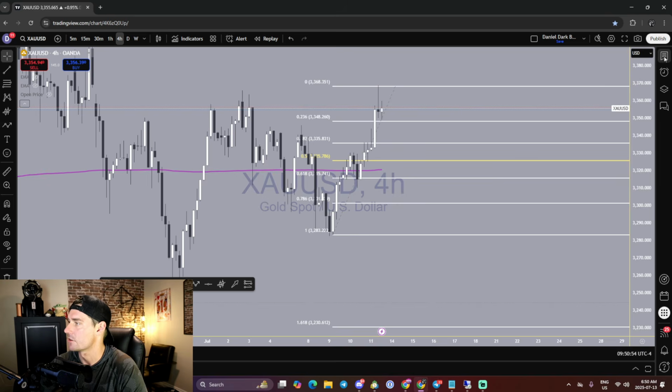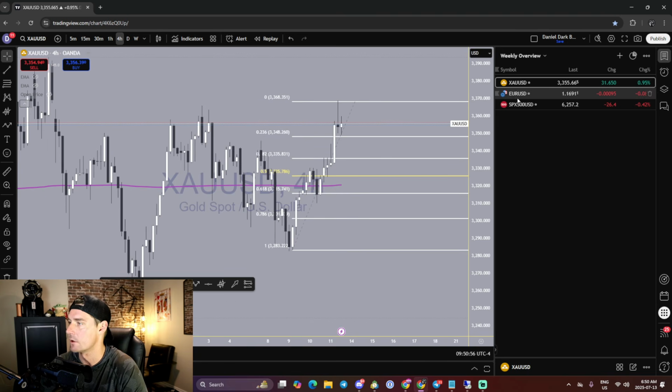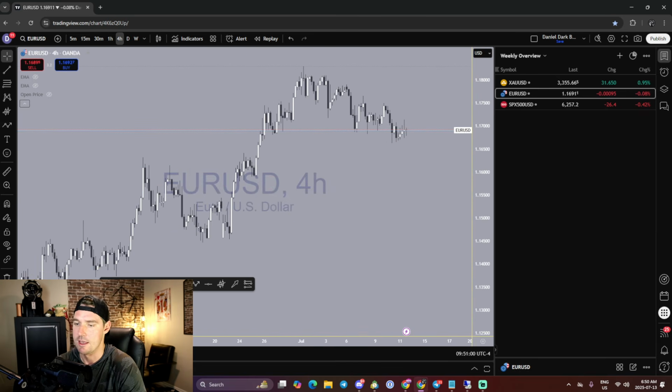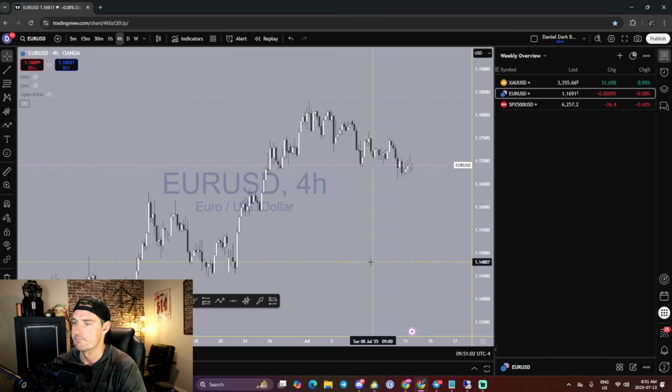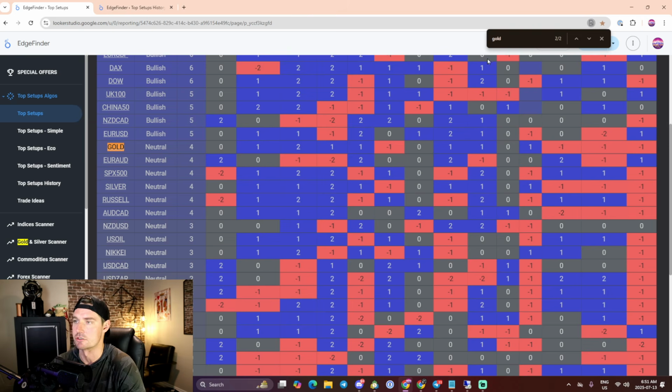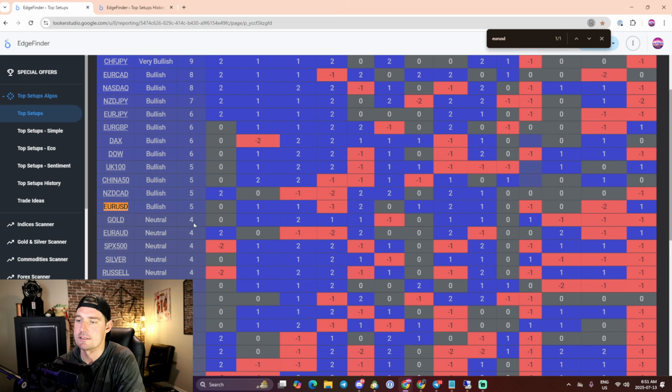All right, let's stop rambling about gold. Let's go on to EURUSD. So we looked at EURUSD last week, and it's been pumping. And let's look at the edge finder data just to start. EURUSD, and we can see that it's still technically bullish.